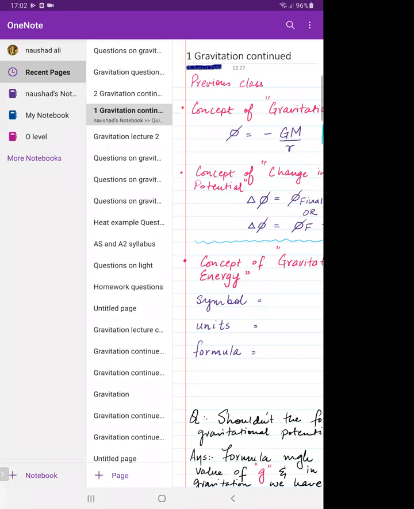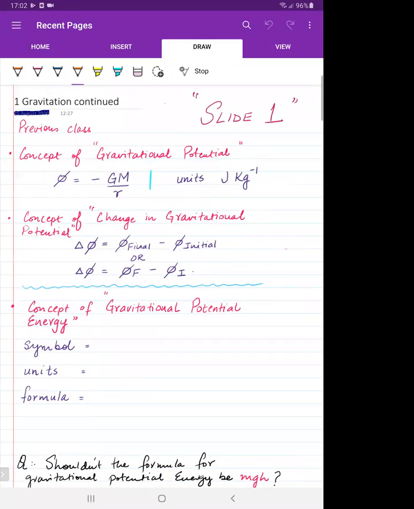All right, so in the previous class we did the working for gravitation potential. So let me quickly go through the working that we did in the previous class, and then I will proceed further.